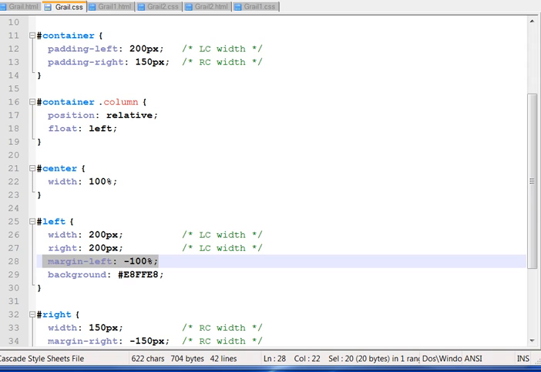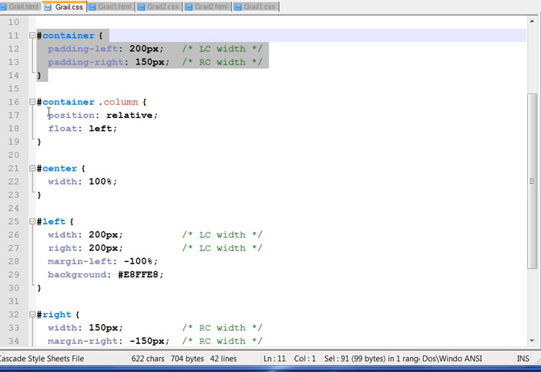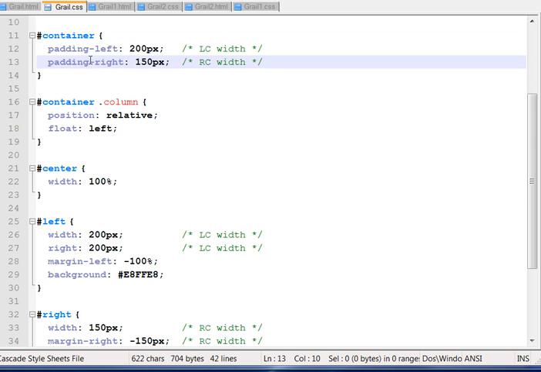point by point. Number 1, the container style leaves padding on the left and the right for the fixed columns. 2. That means that the 100% width refers only to the center area, since width doesn't take padding into account, and the center style will occupy just that width.